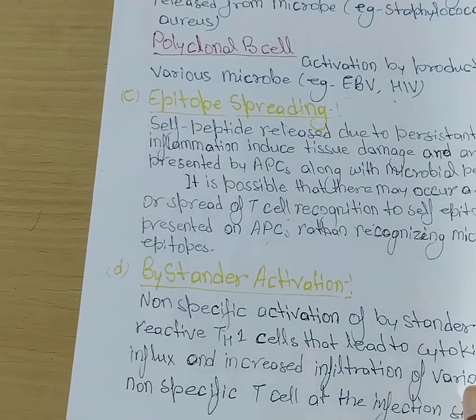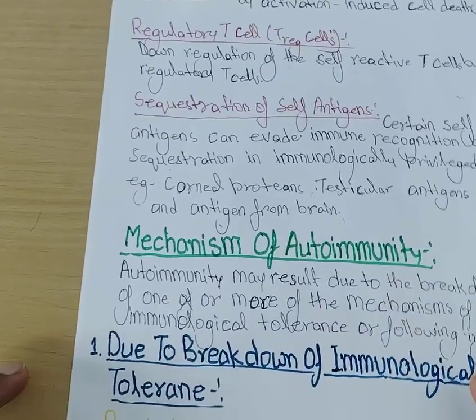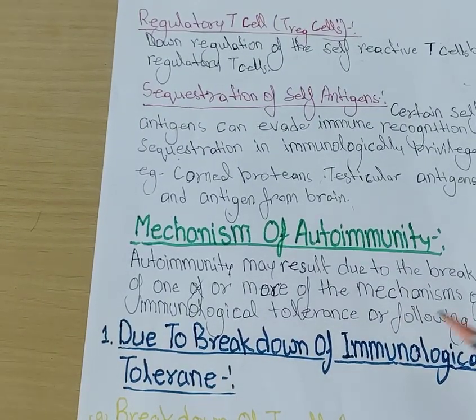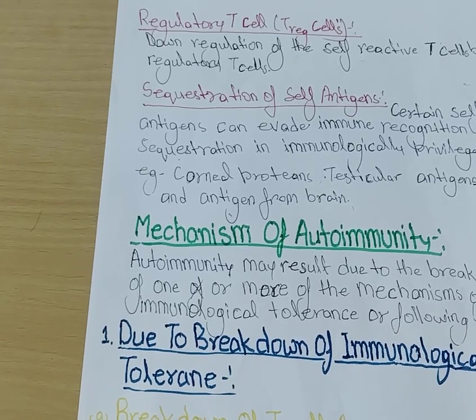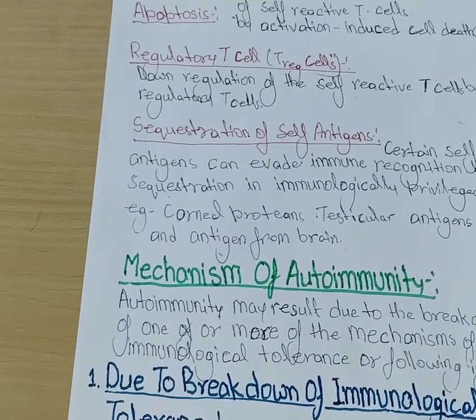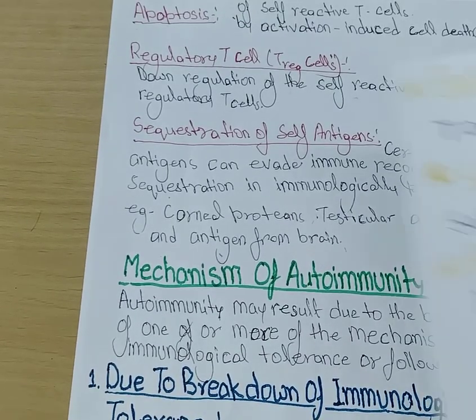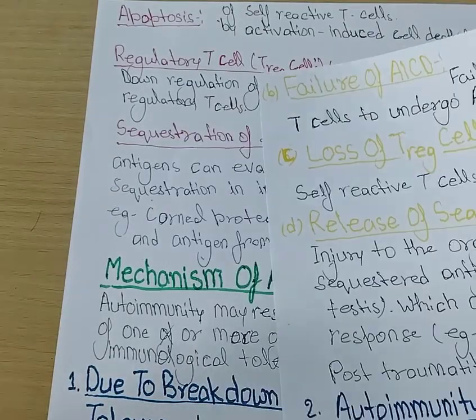Now, in summary, the mechanism of autoimmunity, or the region of generation of autoimmunity, may be of two types. One is due to breakdown of immunological tolerance, where breakdown of T cell anergy or failure of AICD, loss of T regulatory cells, or release of sequestered antigen is seen.